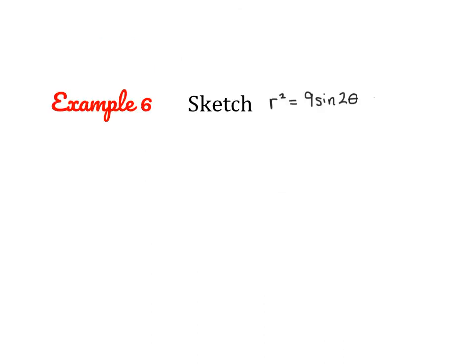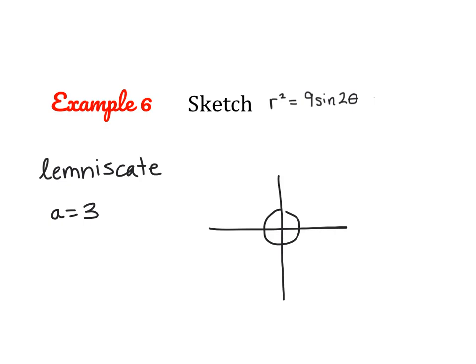All right, now let's try this last type of curve. This is going to be a lemniscate. And this is pretty much a dead giveaway because we see that r squared. So remember in the formula that we saw, this value is a squared, which means that our a value is 3. So I'm going to give myself 3 rings.